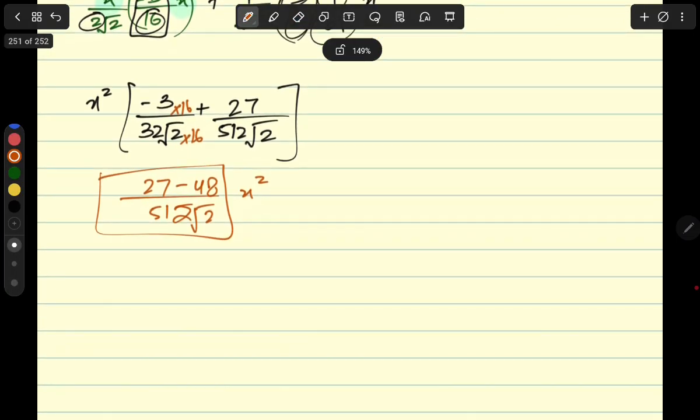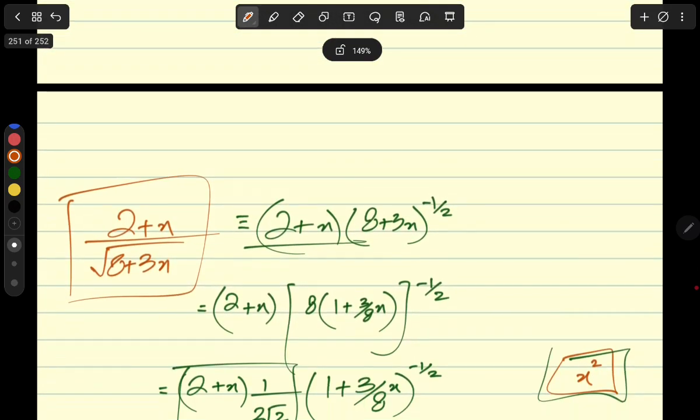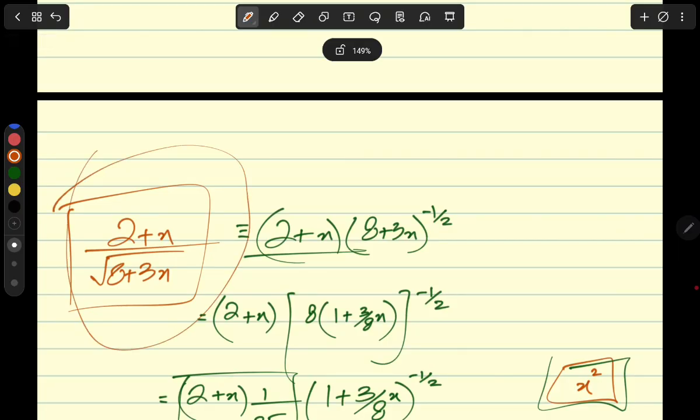Right now my brain is not braining. You guys can do it in your calculator, right? 18, yeah, 21. Oh my god. So this is negative 21 over 512 root 2 is going to be the coefficient of x squared in the expansion of this entire fraction, right? So this is the maximum that Cambridge asks you, right? So that's it. You don't have to do anything else.